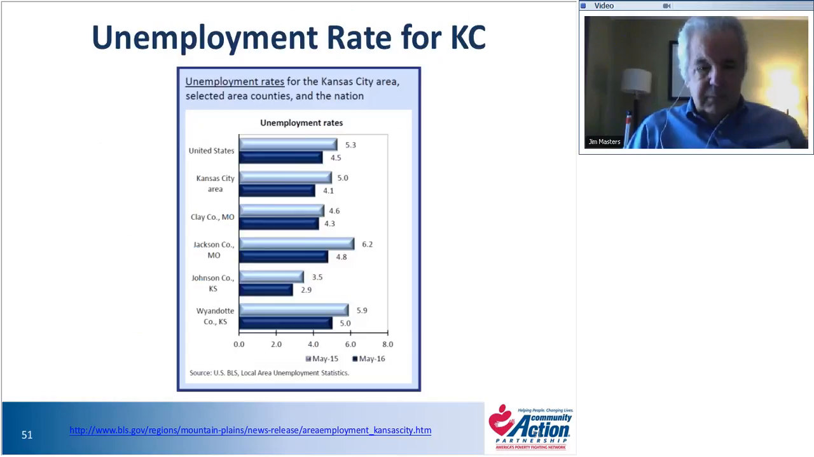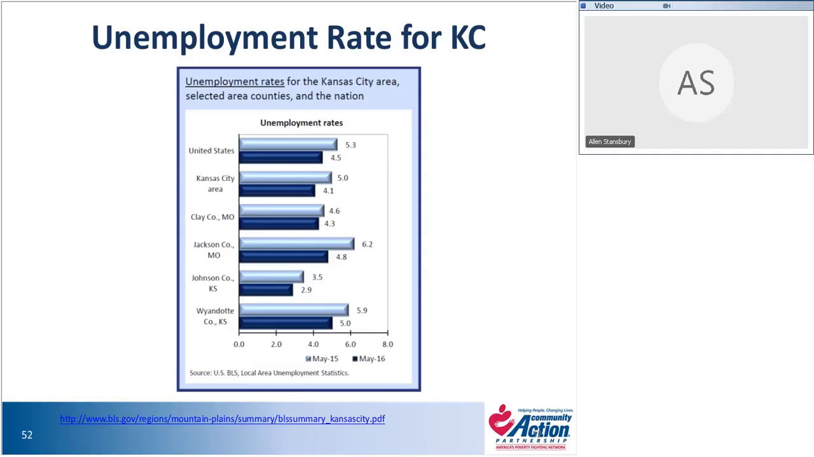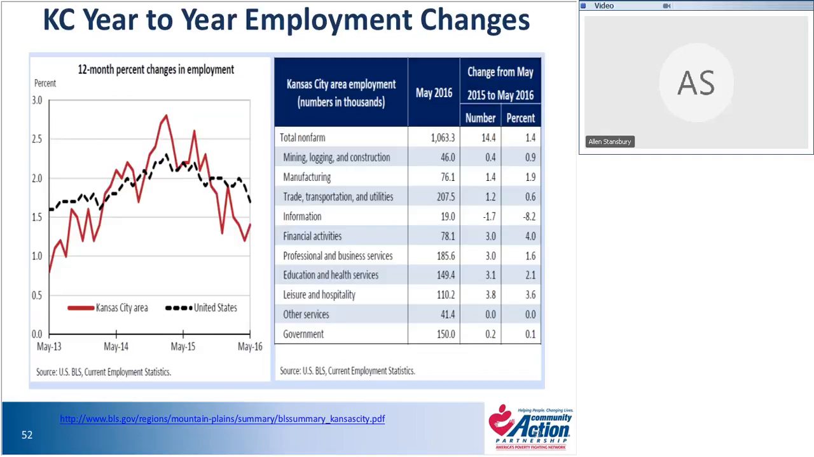All right. Going on here, there's another chart showing employment rates in Kansas City comparing them to Johnson County, Jackson County, Wyandotte County, and the U.S. Here are some year-to-year employment changes. On the left is a chart showing the differences, the trends between May of 2015 and May of 2016 over a 3-year period, comparing Kansas City area to the U.S. And then on the right, we show a breakout.